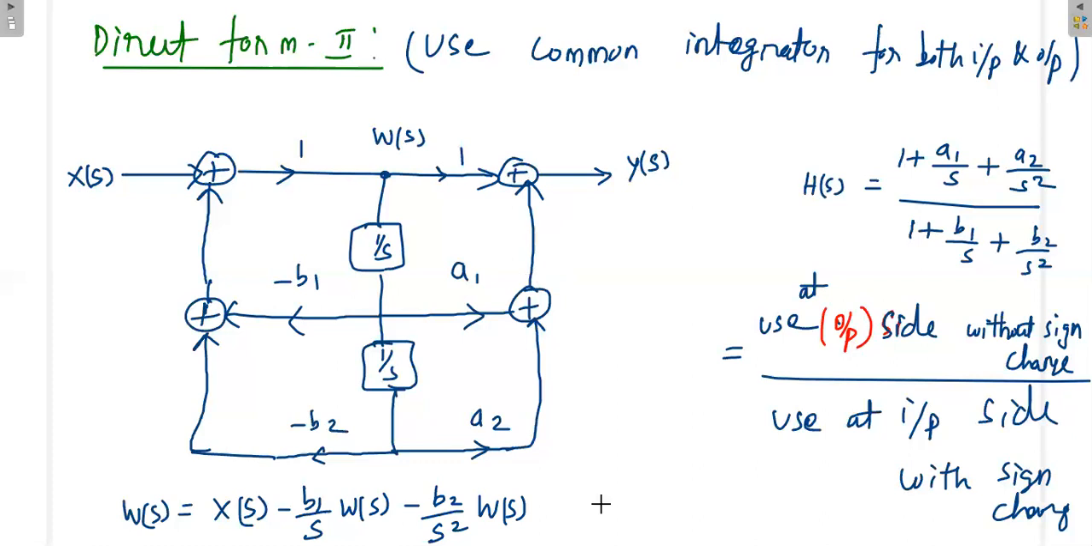First we will do some modification for this equation. I'll write this equation on the next side. W of s is equal to X of s minus b1 by s W of s minus b2 by s square W of s.